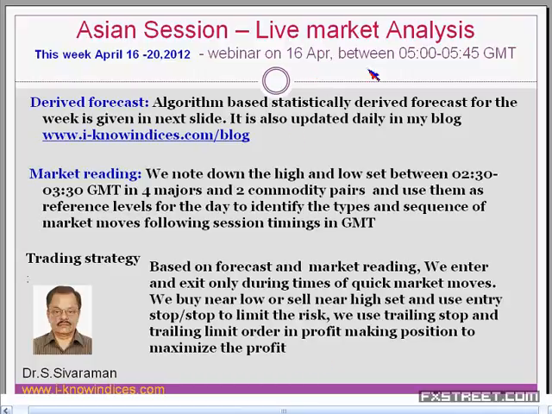On Monday, I'll try to give the forecast for the entire week, and this time it is from 16th to 20th of April. Then on Thursday, I will try to review how far the forecast has guided us or the market reading has guided us and how far our trading strategy has helped us to minimize the risk and maximize the profit. So this is how we are going to do the review, and also every week I will try to give the weekly forecast.